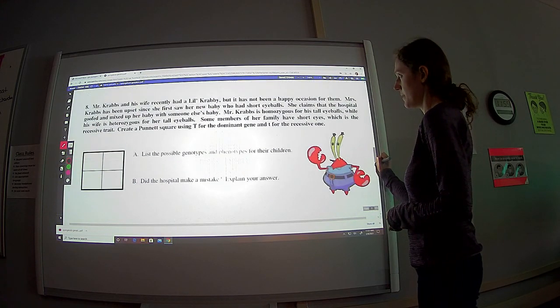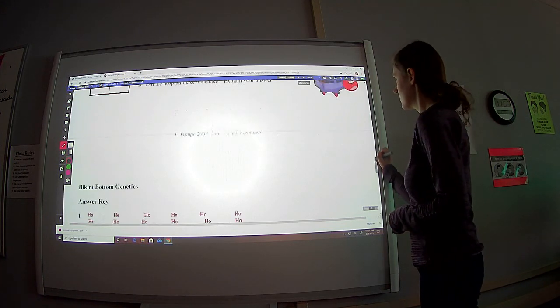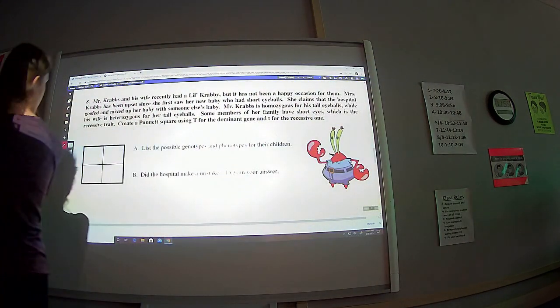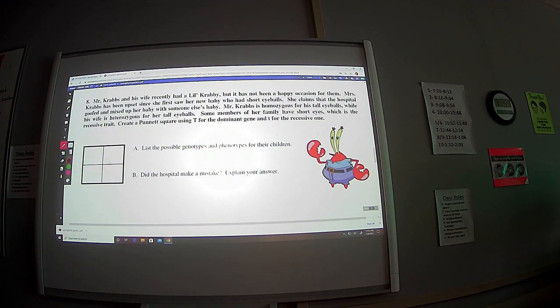I think this is our last one. Mr. Krabs and his wife recently had a little Krabby, but it has not been a happy occasion for them. Mrs. Krabs has been upset since she first saw her new baby, who had short eyeballs. She claims the hospital goofed to mix up her baby with someone else's baby. Mr. Krabs is homozygous for his tall eyeballs, while his wife is heterozygous for her tall eyeballs. Some members of the family have short eyes, which is a recessive trait. Create a Punnett square using capital T for a dominant trait, lowercase t for a recessive one.